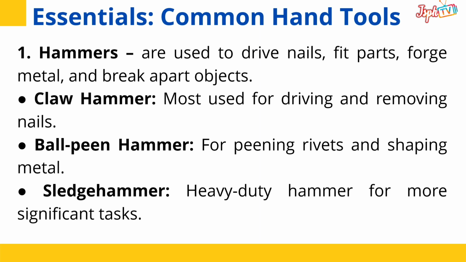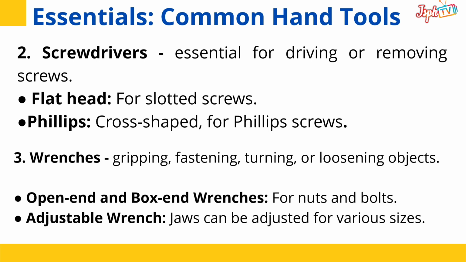First, hammers are used to drive nails, fit parts, forge metal, and break apart objects. Under hammers, we have the claw hammer, most used for driving and removing nails. Ball peen hammer, for fitting rivets and shaping metal. Sledgehammer, a heavy-duty hammer for more significant tasks. Screwdrivers, essential for driving or removing screws. We have flathead for slotted screws and Phillips for Phillips screws.